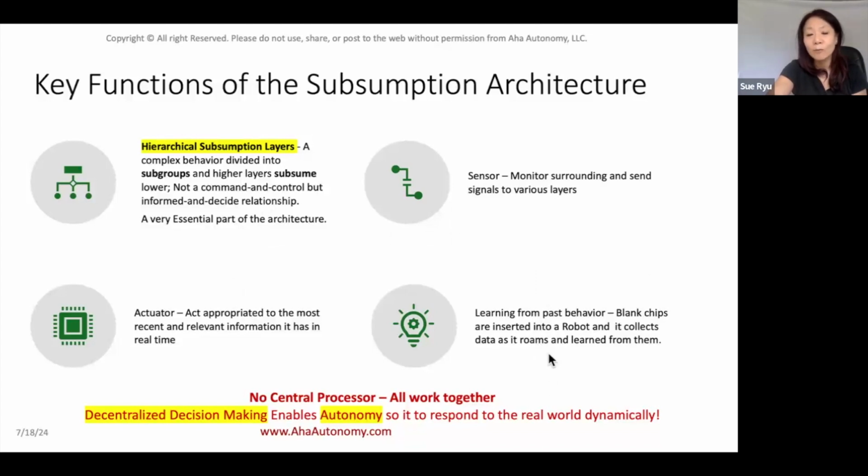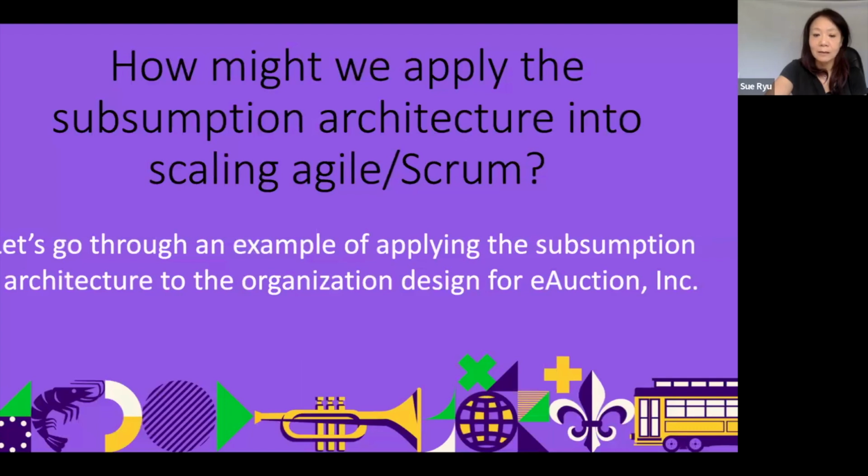So in robotics, they insert a blank tape for it to learn from what it has done. So again, there's no central processor, they all work together. This is how they decentralize the decision-making process so that they can have autonomous teams. And so they would be able to respond dynamically.